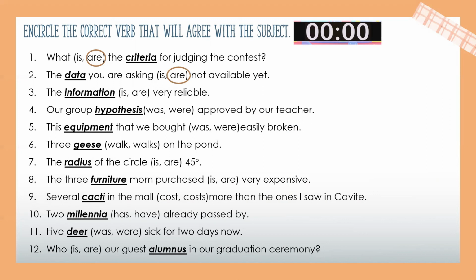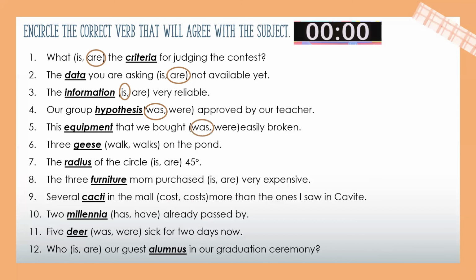Number 3, the information is or are very reliable. Here, information is singular, therefore you use is. Next, number 4, our group hypothesis was or were approved by our teacher. Hypothesis is singular, therefore use the word was. The plural of hypothesis is hypotheses, S-E-S. Next, number 5, this equipment that we bought was or were easily broken. Equipment is singular, therefore use the word was.